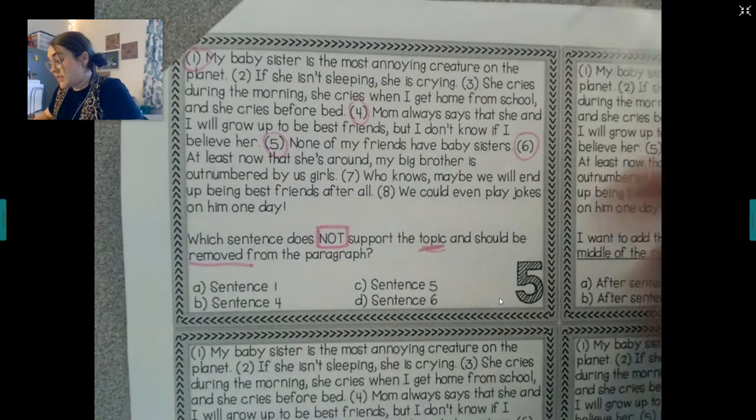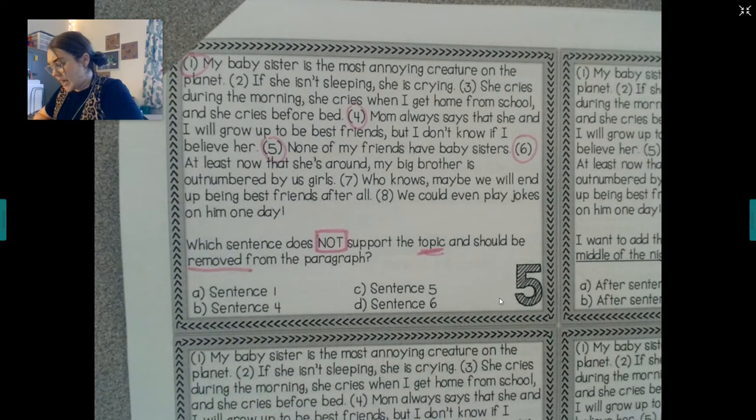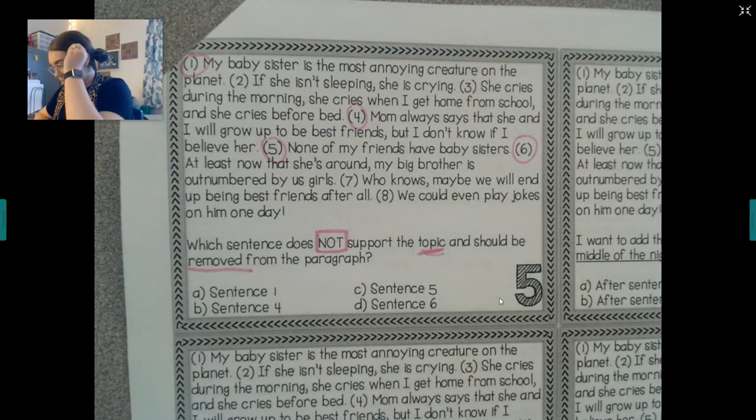My baby sister is the most annoying creature on the planet. If she isn't sleeping, she's crying. She cries during the morning, she cries when I get home from school, and she cries before bed. Mom always says that she and I will grow up to be best friends, but I don't know if I believe her. None of my friends have baby sisters. At least now that she's around, my big brother is outnumbered by us girls. Who knows? Maybe we will end up being best friends after all. We could even play jokes on him one day.